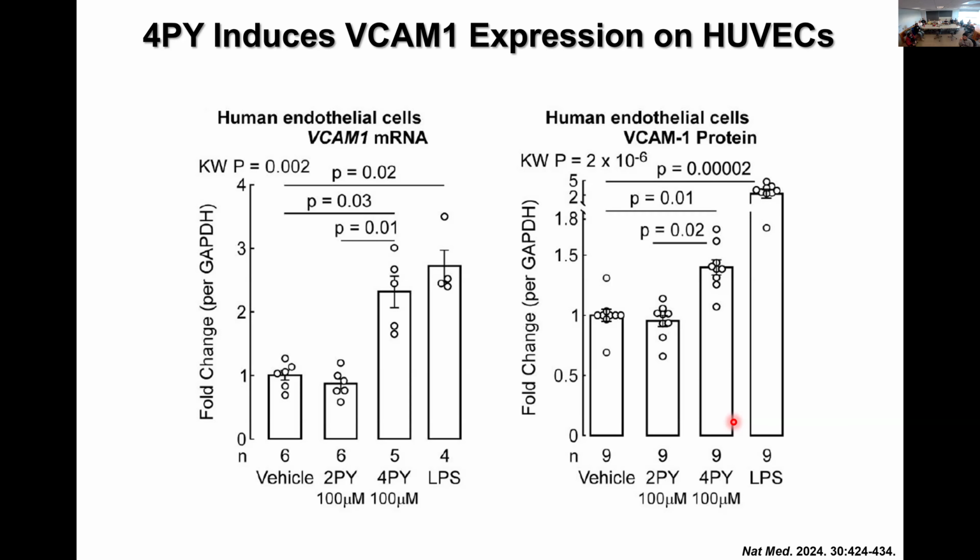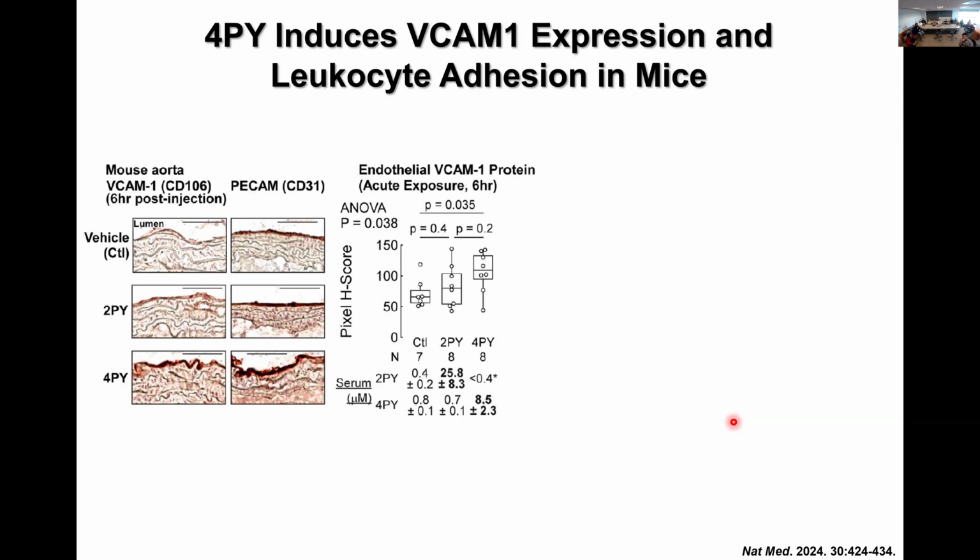Can we validate this further in vivo? This was an experiment done with mice where you inject 2-PY or 4-PY, and then you visualize VCAM expression on the endothelial cell surface of the vascular wall. You can use CD31, which is a positive control that stains endothelial cells. Under control exposure conditions where you just inject saline or PBS, you can visualize the endothelium very nicely using CD31. But VCAM is not really expressed. I mean, it's there, but it's not lighting up.